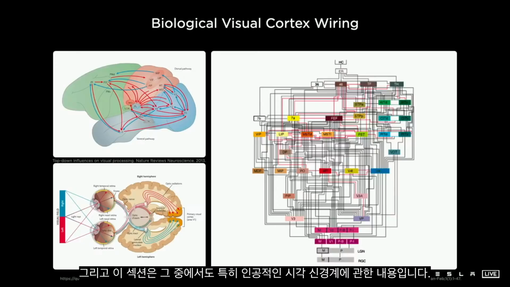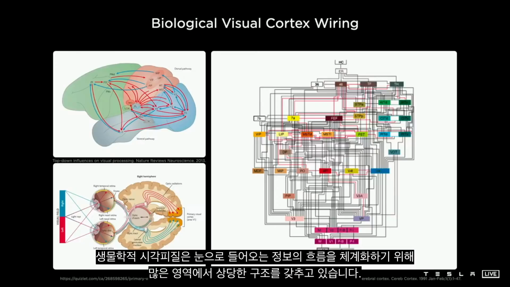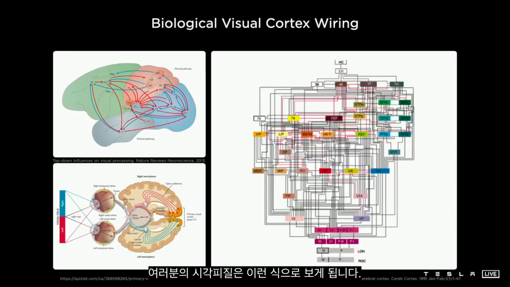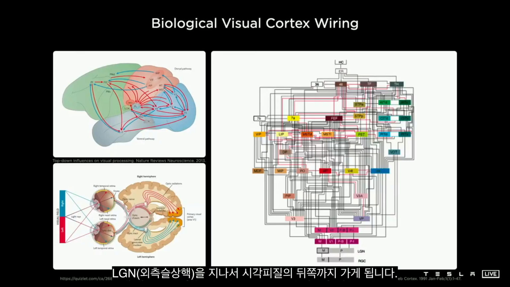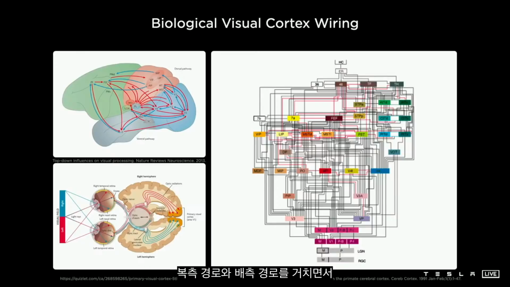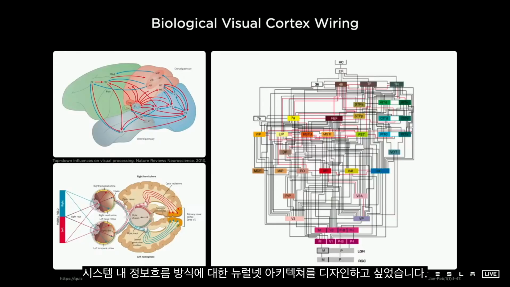visual cortex. Now, the biological visual cortex actually has quite intricate structure and a number of areas that organize the information flow of this brain. And so in particular, in your visual cortices, the light hits the retina, goes through the LGN all the way to the back of your visual cortex, goes through areas V1, V2, V4, the IT, the ventral and the dorsal streams, and the information is organized in a certain layout. And so when we are designing the visual cortex of the car, we also want to design the neural network architecture of how the information flows in the system.